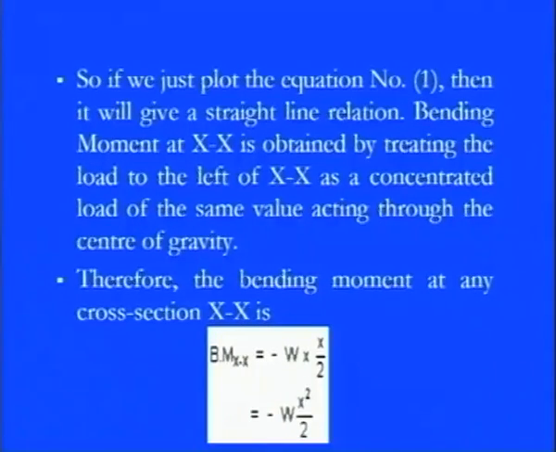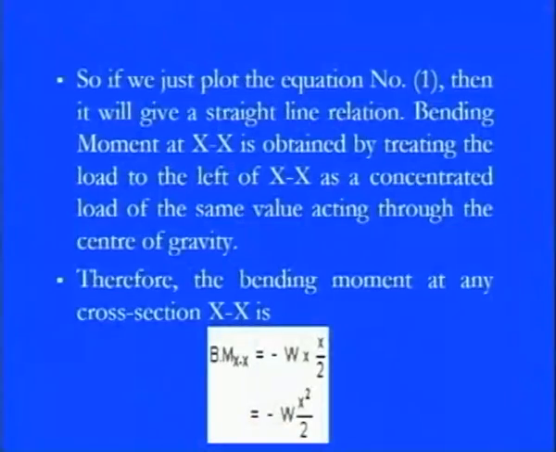So, this is the location, because of symmetry it will always act at the half of the portion. So, x by 2 is the location where the load Wx is acting. Due to that, the bending is coming. So, the bending moment at the x-axis section is nothing but equal to minus W into x by 2.